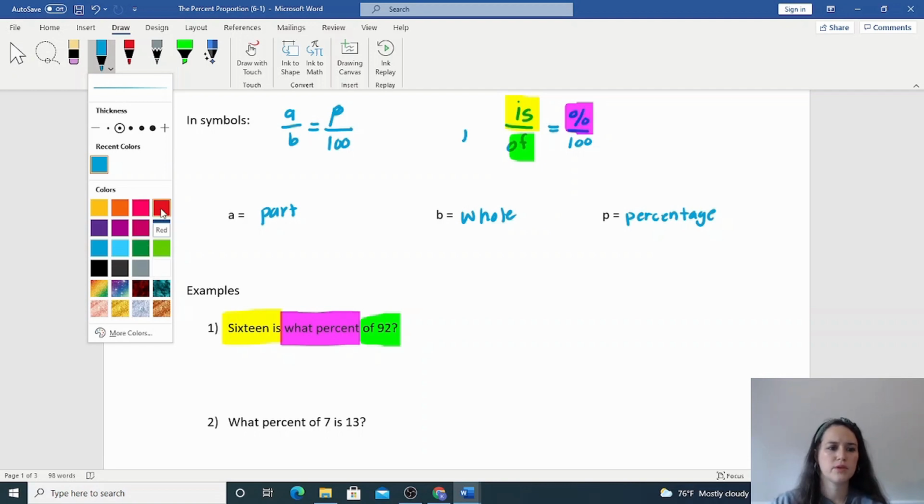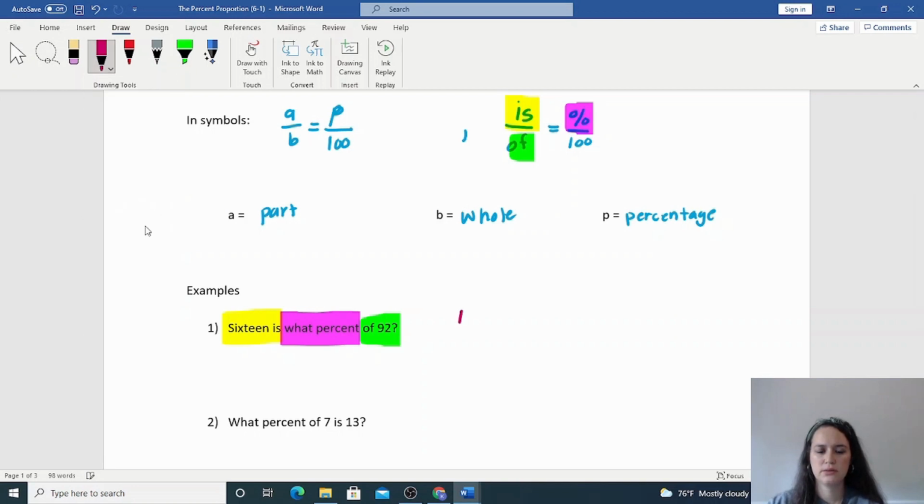So let's go plum. All right, so 16 is what percent, that's my unknown. I'm just going to use a variable. You can use x, or you can use p if you don't want to use the letter x. It's up to you, just use something. And of 92, so that goes right here, of 92. My last number is 100.